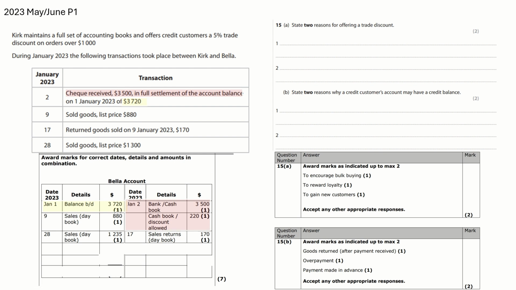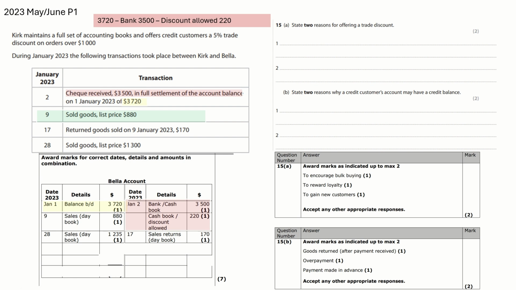Now once you're done with that, let's move to the second one. As you can see here, there is also a discount allowed amount. So how did we identify that? The total due amount is 3,720. However, you received a cheque for 3,500. So the remaining 220 should be considered as discount allowed. Right.